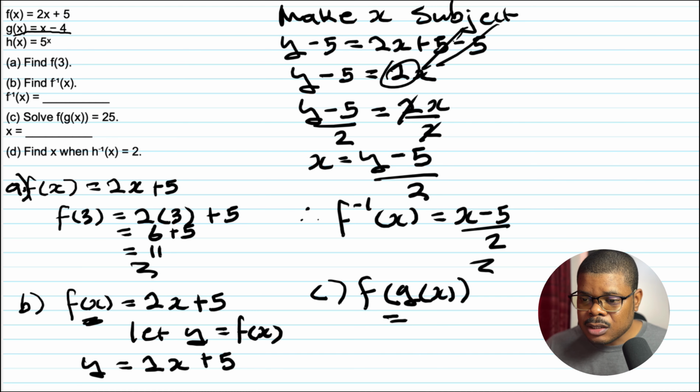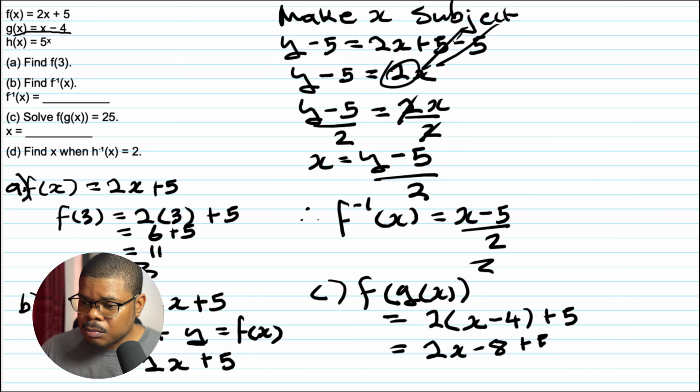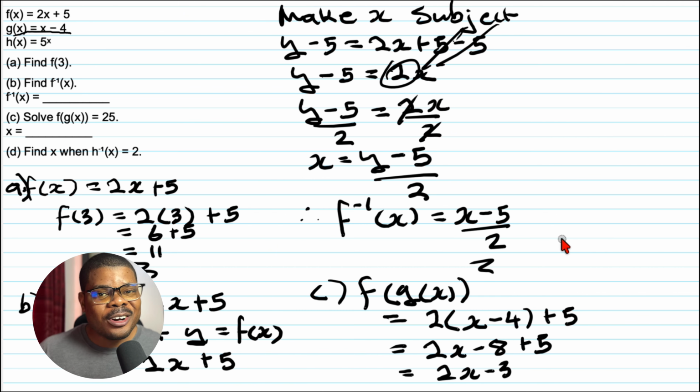So that means that this is equal to, instead of 2x plus 5, it will be 2x minus 4 plus 5. So this is what we have. This is equal to, we open this bracket and then we have 2x minus 8 plus 5. Remember your BODMAS, we have to do addition first. So minus 8 plus 5 is equal to minus 3. So this is 2x minus 3. So that is my f of g of x.